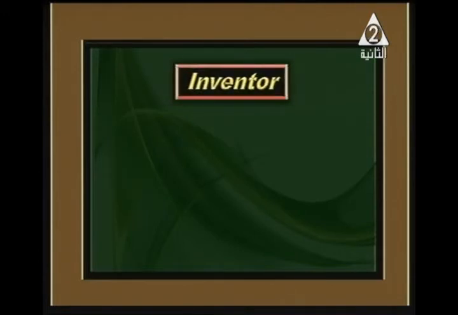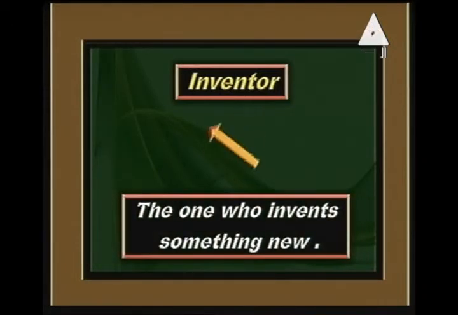Then we have the word inventor. What do you mean by inventor? Inventor, actually, is the one who invents something new. The person who invents something new is called an inventor. Again, the person who invents something which is new is called an inventor. Okay.